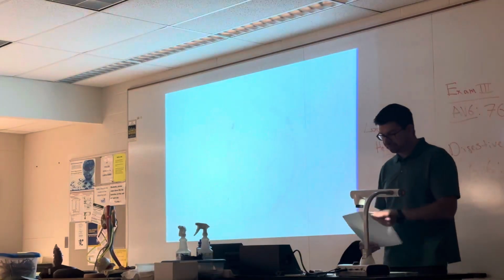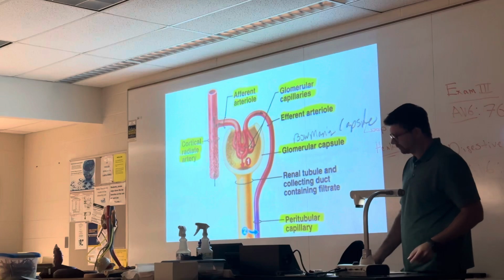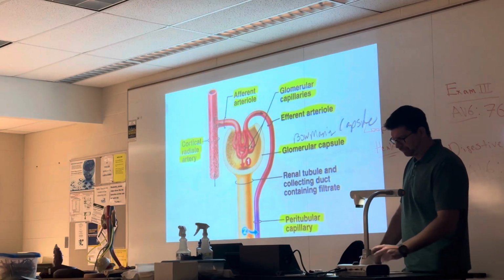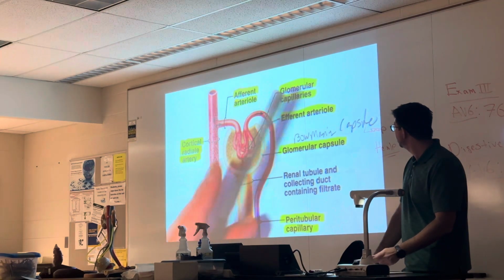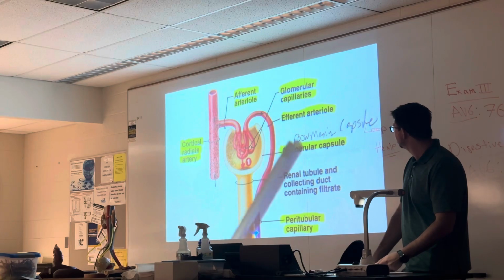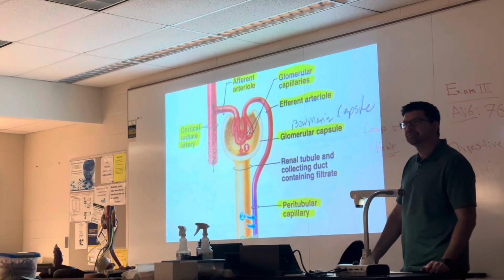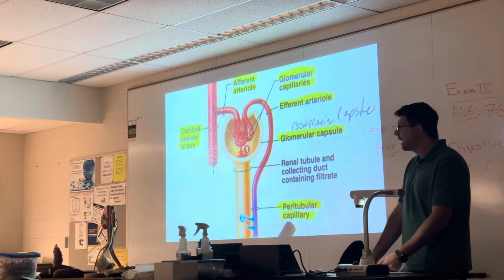All right, going on to page 6. So items to know here. We have the cortical radiate artery, afferent arteriole, glomerular capillaries, efferent arteriole, glomerular capsule, also known as the Bowman's capsule. Do you care which one we call it on the practical? Either or is fine, okay, because I think on our sheet I have either or. Okay. Yeah. And then peritubular capillary.